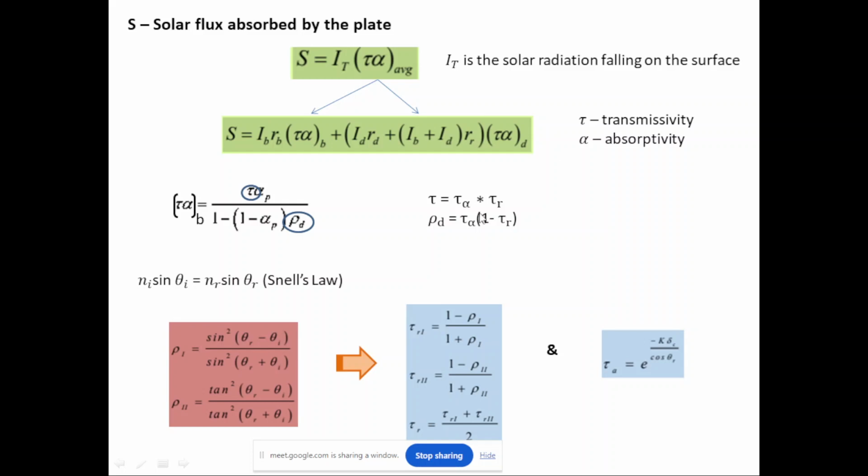Tau is nothing but tau alpha into tau r. Tau alpha is due to absorption, and this is due to reflection. And rho d is tau alpha times 1 minus tau r. So this transmissivity itself will have two components, due to reflection and refraction. This is Snell's law, because we need to know Snell's law to calculate the value of tau r and tau alpha. So Snell's law is this.